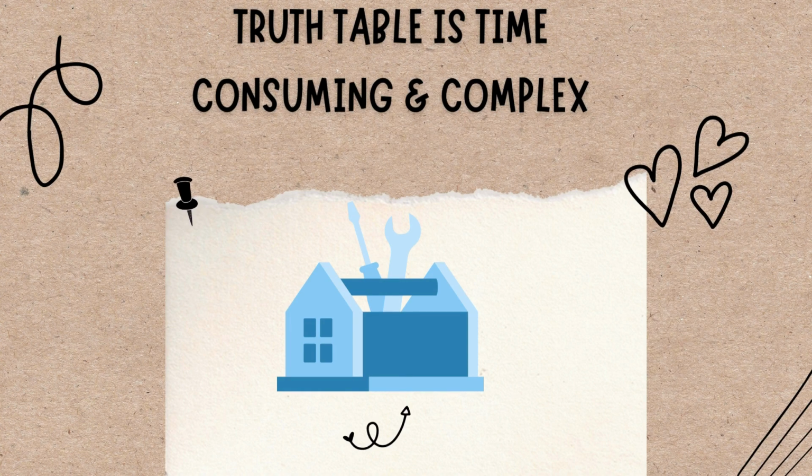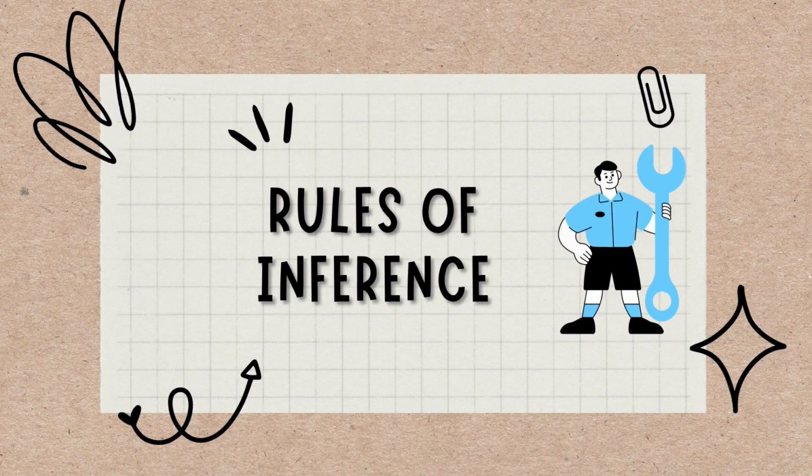As you have seen, the truth table is very time consuming and complex. Why do we say it's complex? Because it's simple, but even if you make a small mistake, the entire sum will be wrong, so you will lose marks entirely. So we will try to avoid solving problems using the truth table, even though it is easy to solve. Instead, we will be using some rules of inference in the upcoming problems to get our solutions quickly.